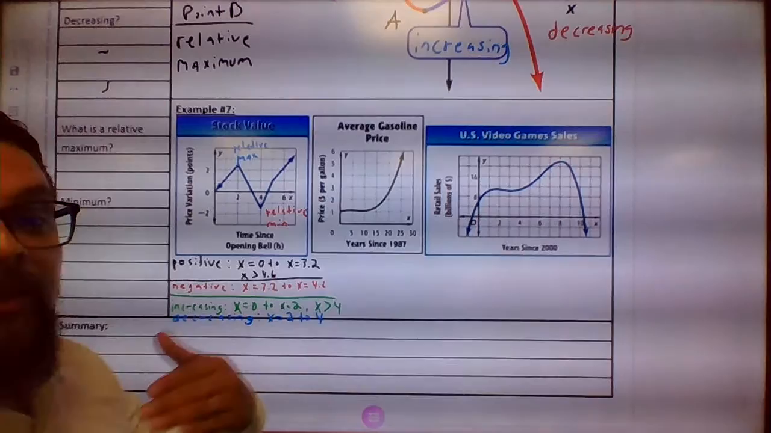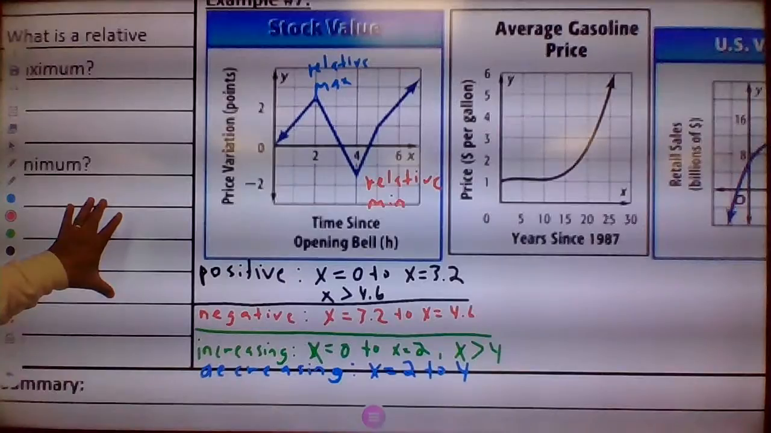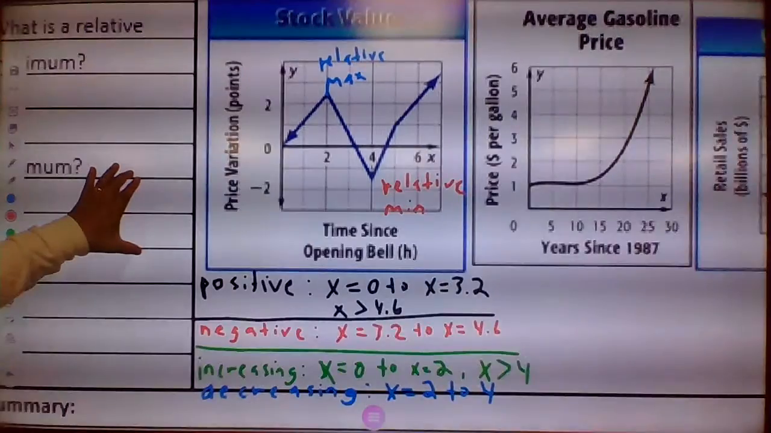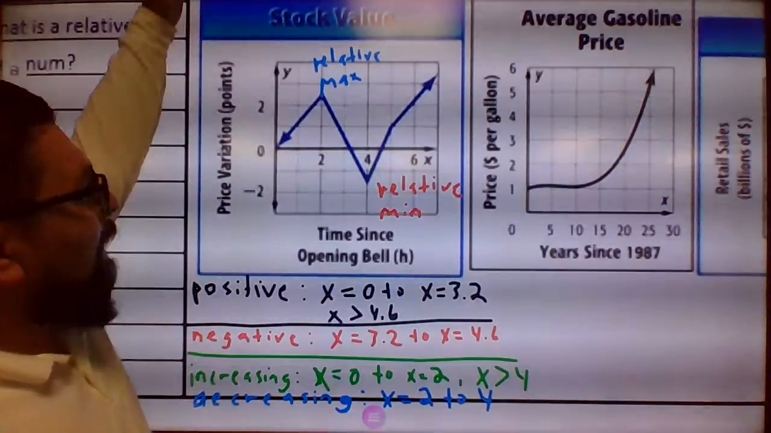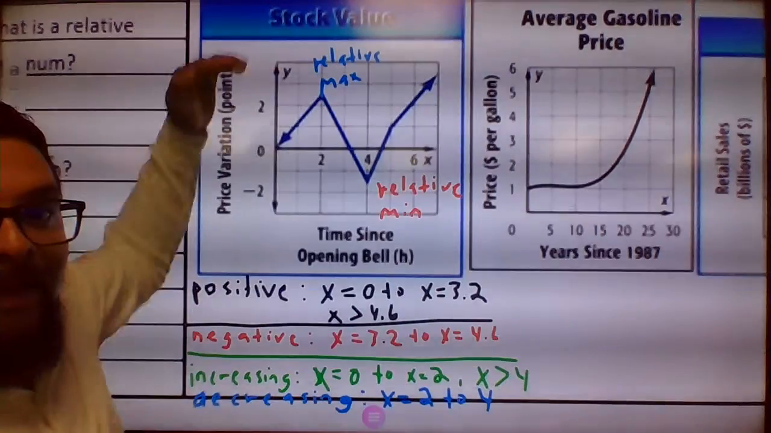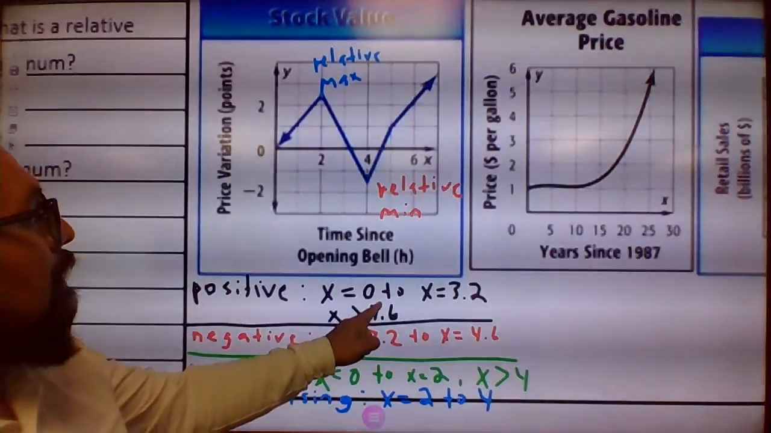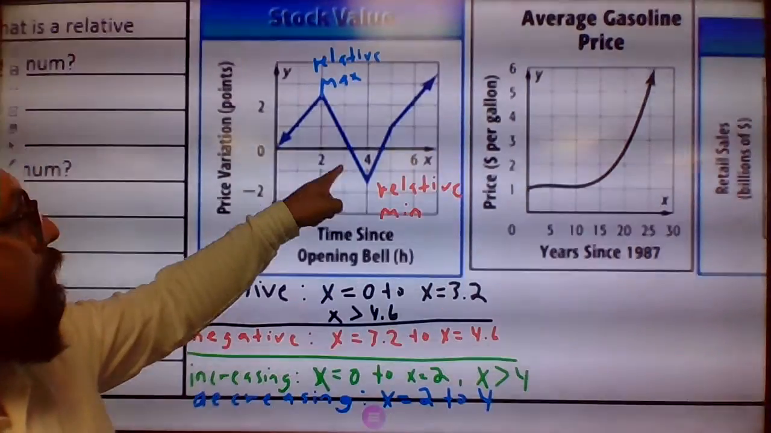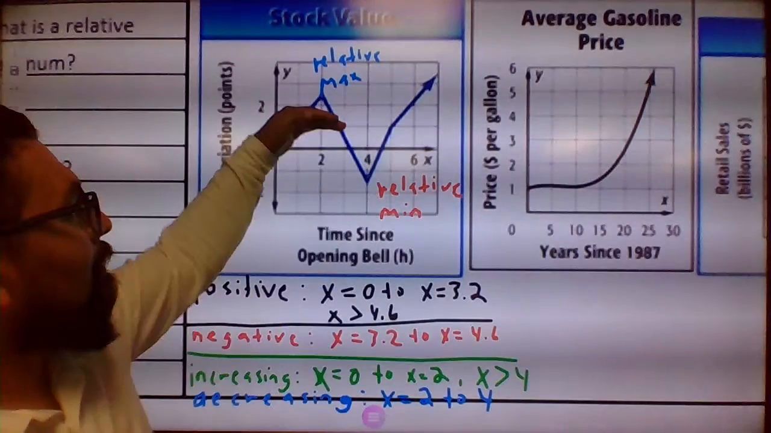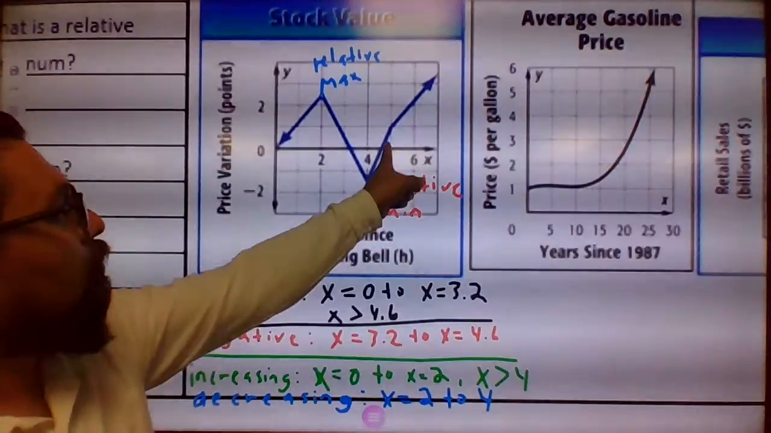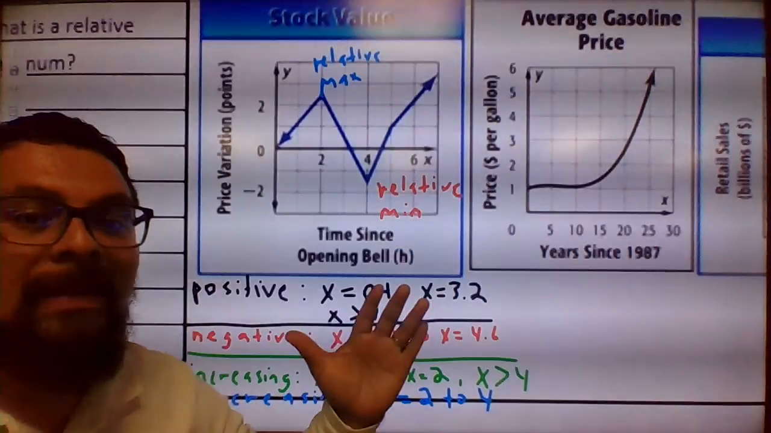Now let's look at the other characteristics of this graph. Let me zoom in. From what we learned, if the graph is above the x-axis, that's positive. So this one is positive from x equals 0 to x equals 3.2. See how this is above the x-axis? That's positive. Then it goes down to negative, but then it goes positive again at around 4.6, more or less.